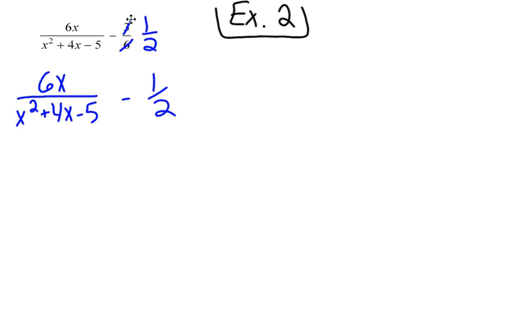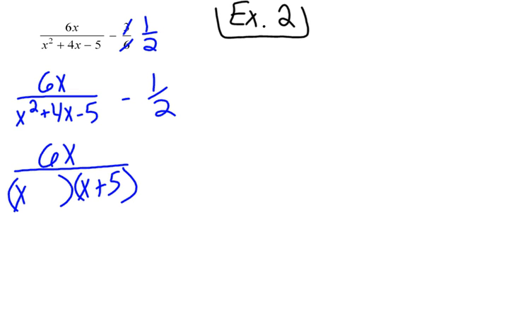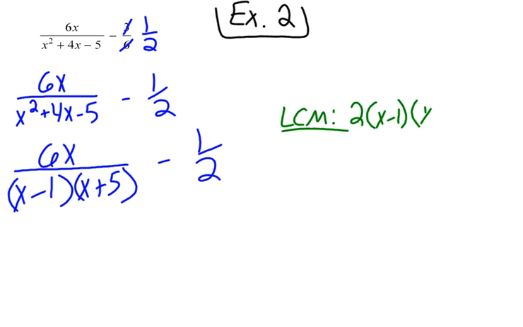Okay, let's see where we're at. Let's reverse FOIL our denominator, x and x. Let's try a positive 5 and a negative 1, minus 1 over 2. Okay, everything's factored. Nothing else can be simplified. Let's look for our LCM. So we have a factor of 2, we have a factor of x minus 1, and we have a factor of x plus 5.